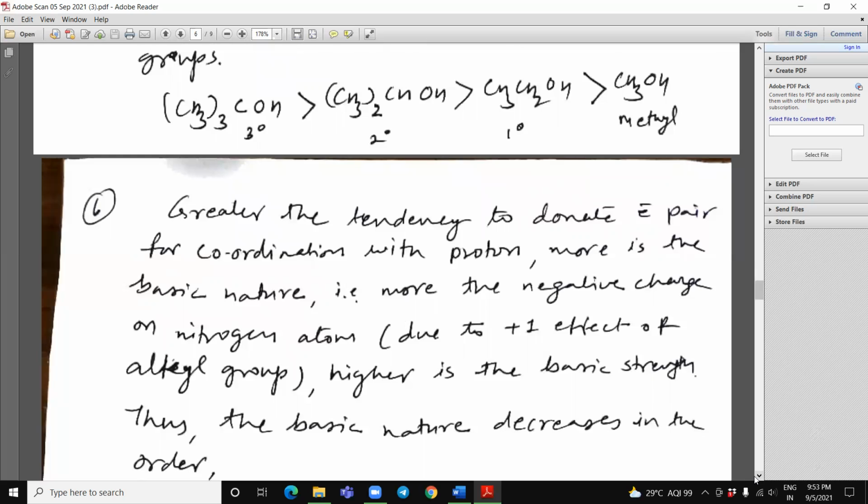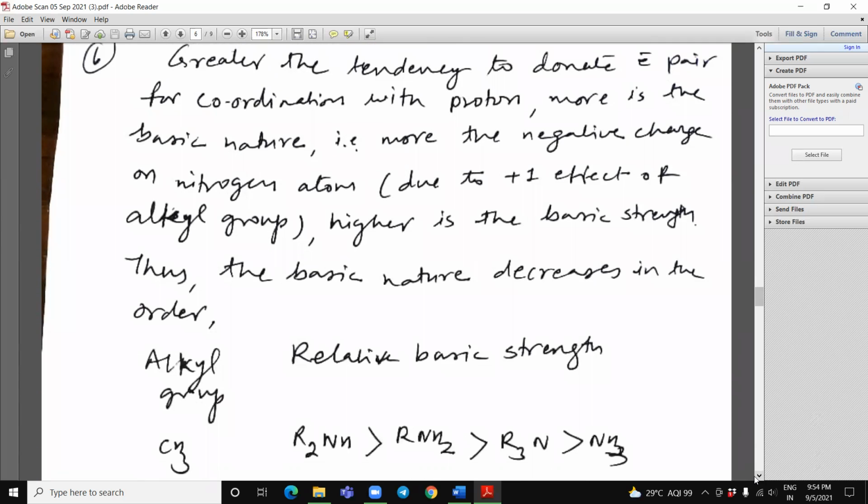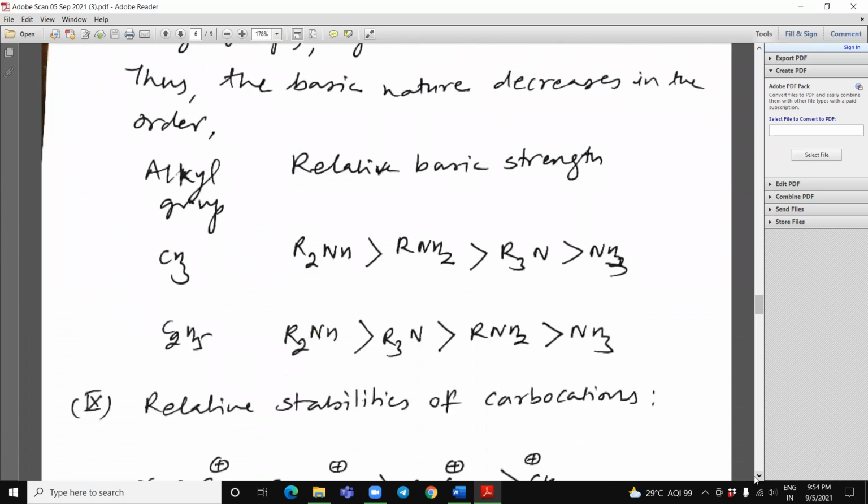The greater the tendency to donate an electron pair for coordination with a proton, the more is the basic nature. That is, the more the negative charge on the nitrogen atom due to the plus I effect of the alkyl group, the higher is the basic strength. Thus, the basic nature decreases in the order. See here, in relative basic strength, this is more basic compared to this one.